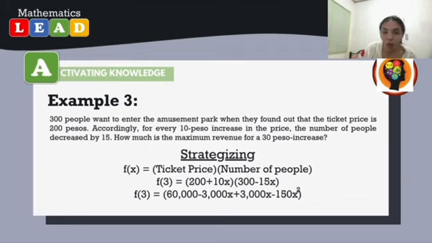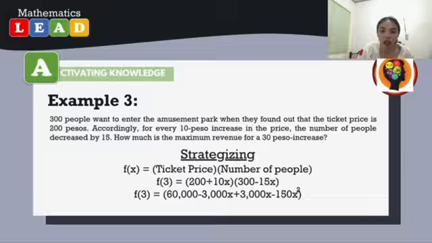Then the outer terms, 200 times the negative 15x is equals to negative 3,000x, plus the inner term, which is 10x times 300. So we have 3,000x. Then the last term, 10x times negative 15x. We have negative 150x squared because we multiply two variables, x times x. We're going to add their exponents. We have invisible 1 and invisible 1. We have x squared. Okay? Is that good? Okay, let's proceed.